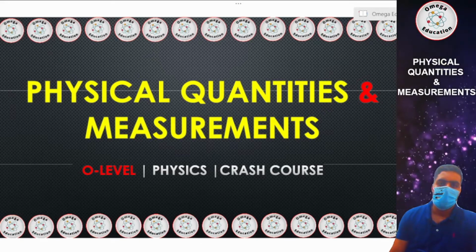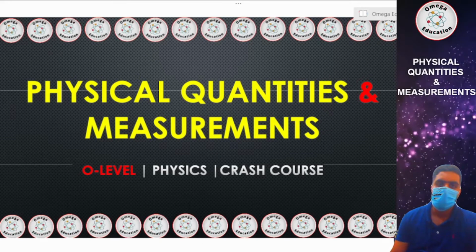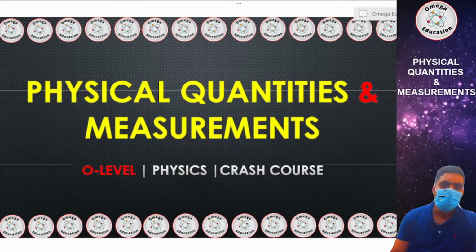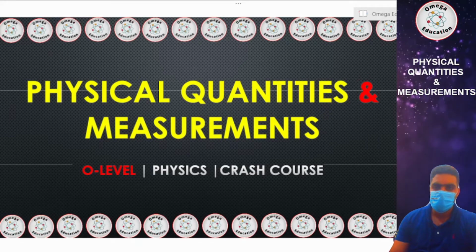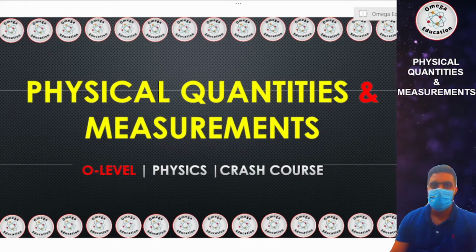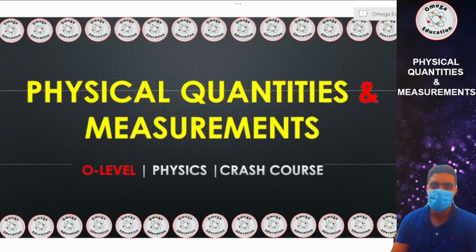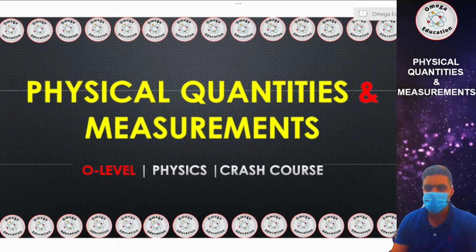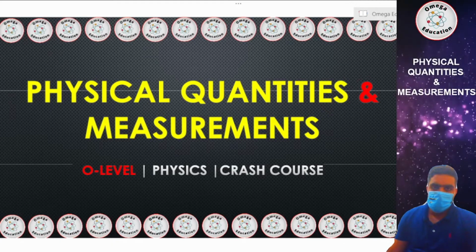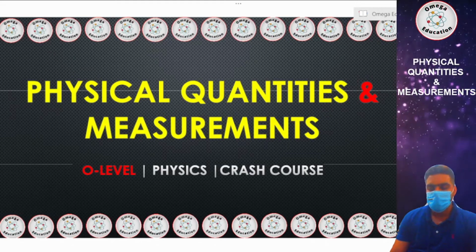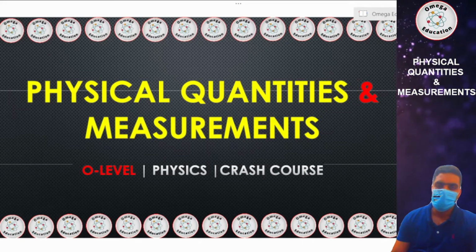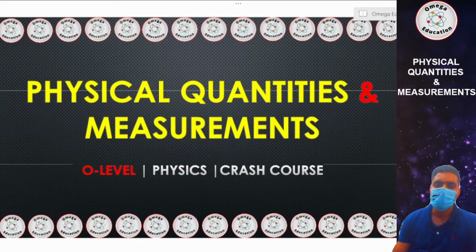This is a crash course that I've started, and in this one I'll be going through the very first chapter step by step, and also after going through certain topics we'll be solving their sample questions and past paper questions. So the first chapter I've divided into mainly two parts. The first one is all about physical quantities and measurements, and the second part would be about scalars and vectors.